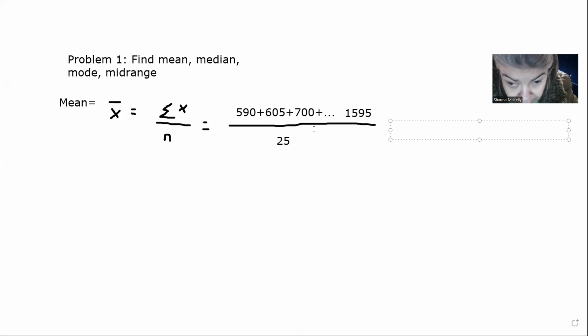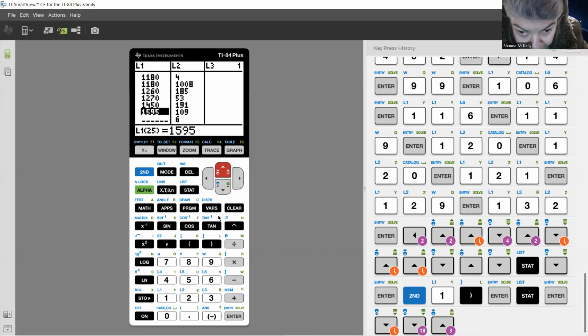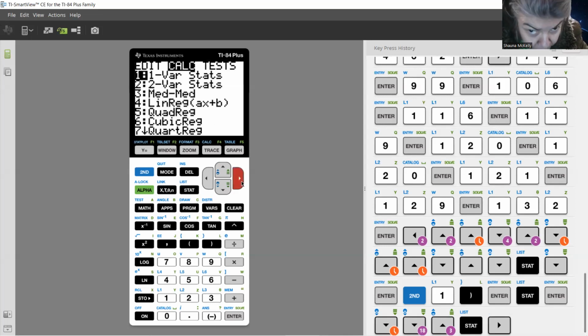Now, if you want a little pointer, there's nothing wrong with going to the calculator here and going to one var stat, which I've shown you in a previous video before. I showed you this in 3.2. But if you haven't seen it, you go to stat. You right arrow to calc, because we want this second word on the very top menu. You go to one var stat.